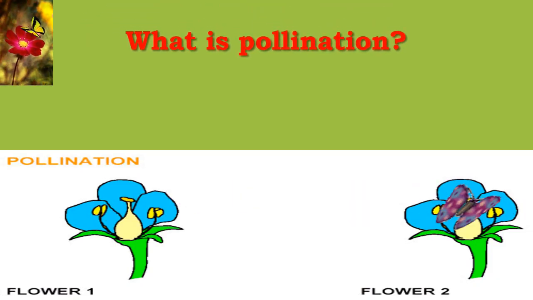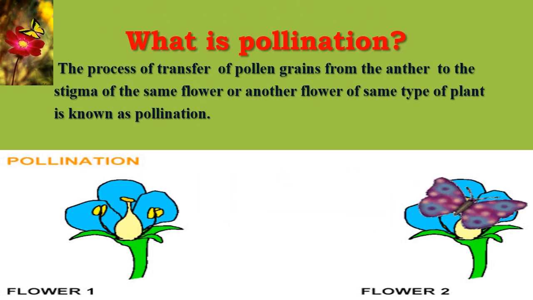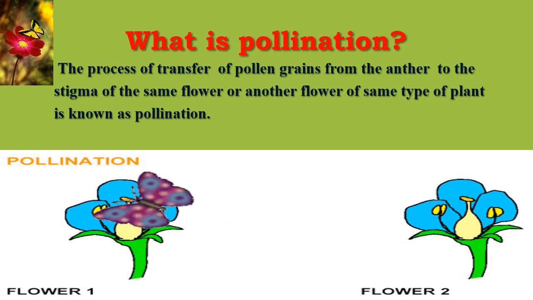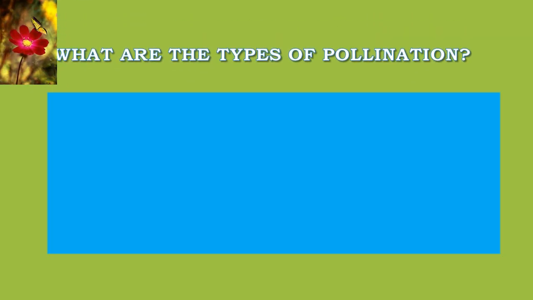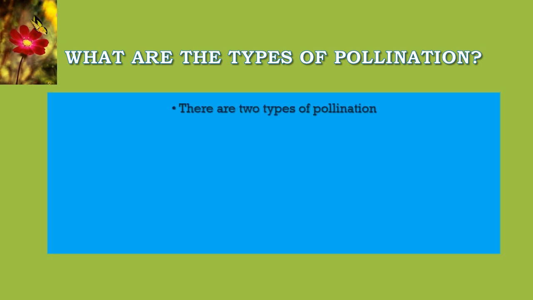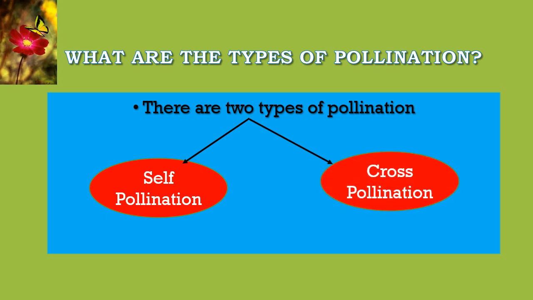What is pollination? The transfer of pollen grains from the anther to the stigma of the same flower or another flower of the same type of plant is known as pollination. What are the types of pollination? There are two types of pollination: self-pollination and cross-pollination.